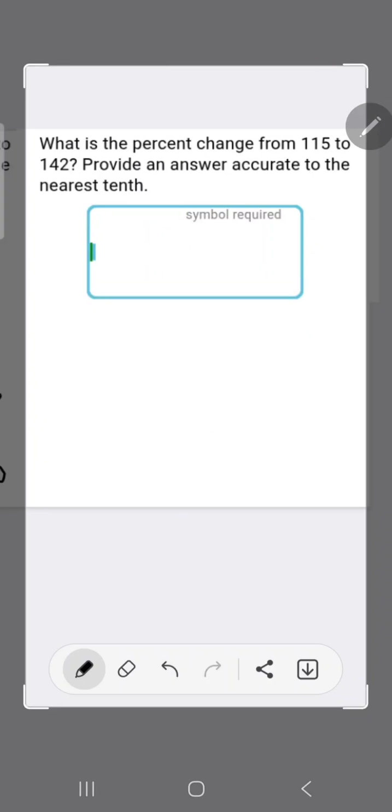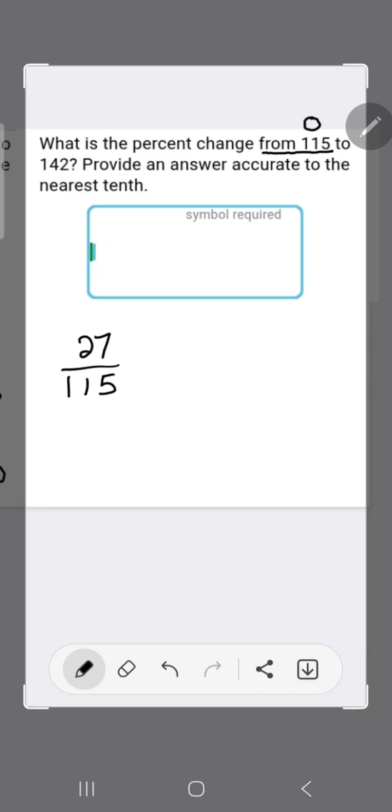Let's take a look at the next problem here and follow the steps. The first step is to subtract the two numbers, so we're going to find the difference. I like to subtract 142 minus 115. It keeps the number positive, so that gives me 27 for my difference. I'm going to establish that I'm going from 115, so that's my original number. Always divide by the original number. It doesn't matter if the number is bigger or smaller. You have to decide which number is the original number.